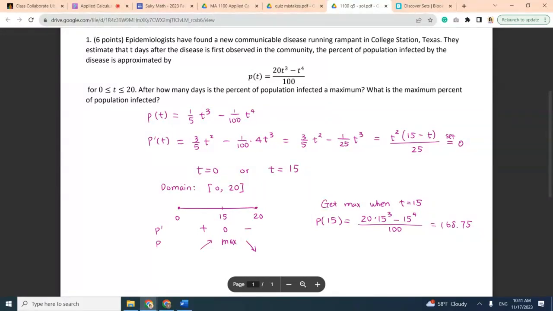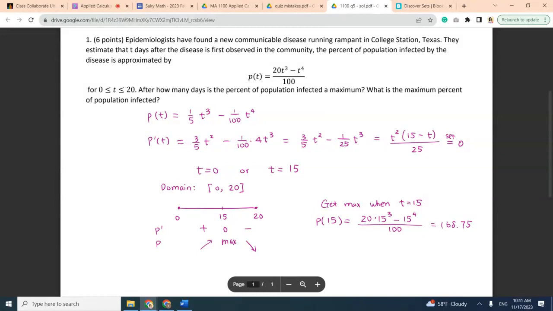So yeah, we want to factor it. I look at the common denominator, also the common factor t squared. So set this equal to 0. We get two roots, 0 or 15. Everybody look at me, especially when you got some mistake on your quiz. Okay? So you get two critical points.